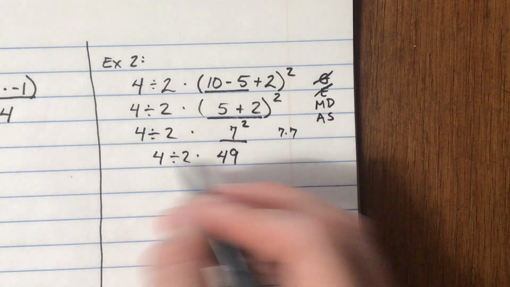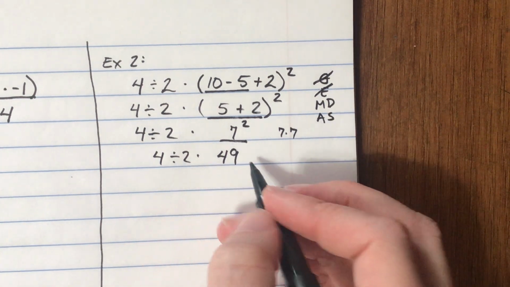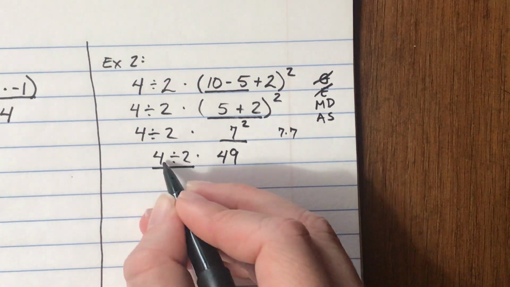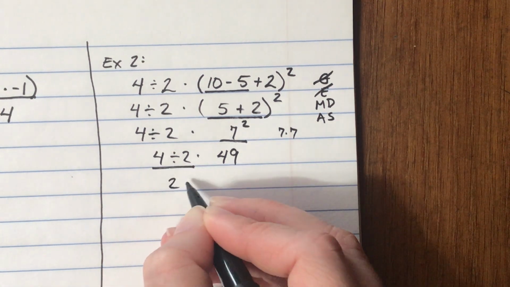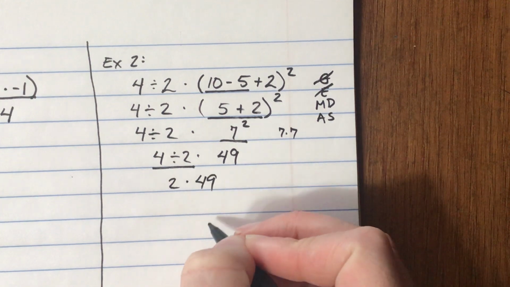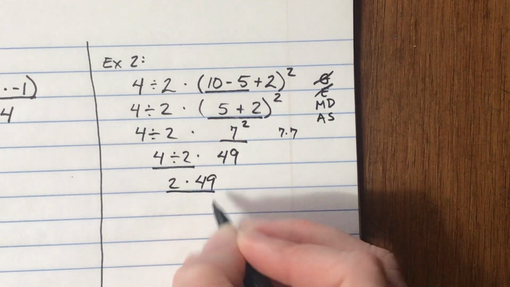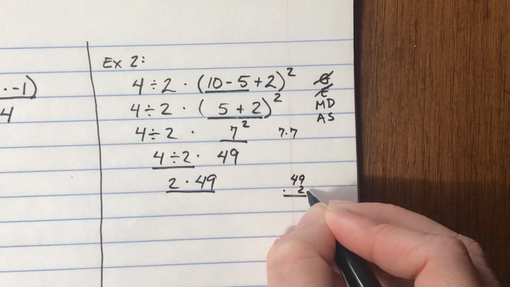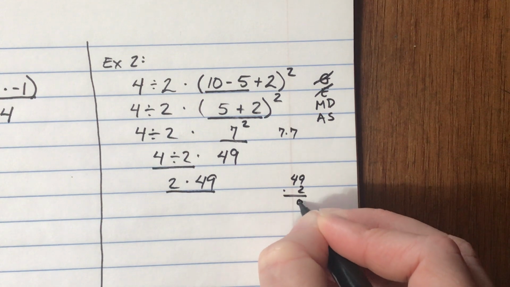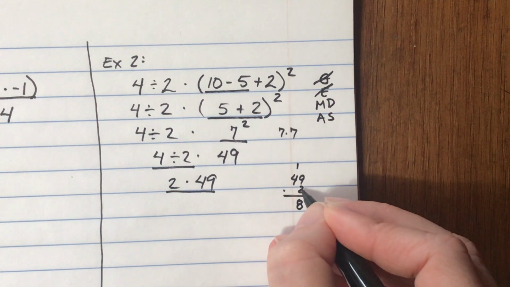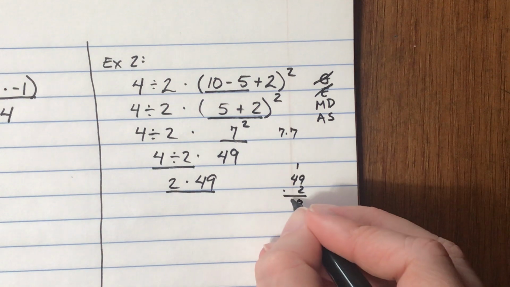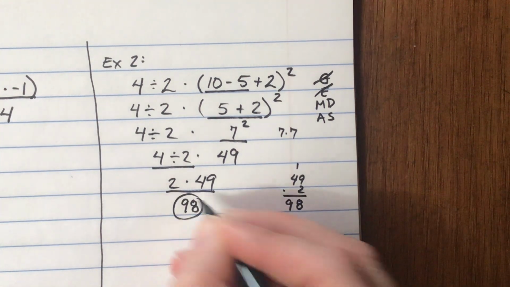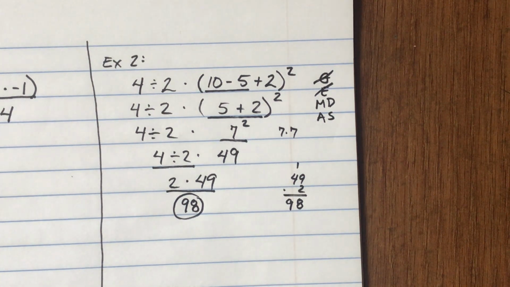I'm ready to multiply and divide left to right. And that's actually all I have left. I don't have any addition, subtraction here. Multiplication, division, left to right. This division problem comes first. 4 divided by 2 gives me 2 times 49. And I've still got one more multiplication problem, the last problem to work out. 49 times 2, if you don't know what that is, you'll have to come off here to the side and work it out. 9 times 2 gives me 18. Carry the 1. 4 times 2 gives me 8, plus 1 is 9. So 98 is your final answer for example number 2.